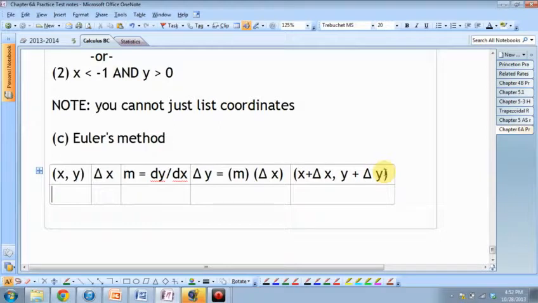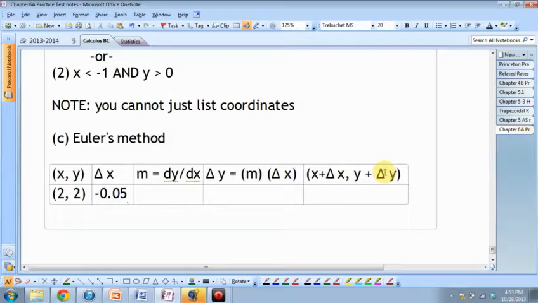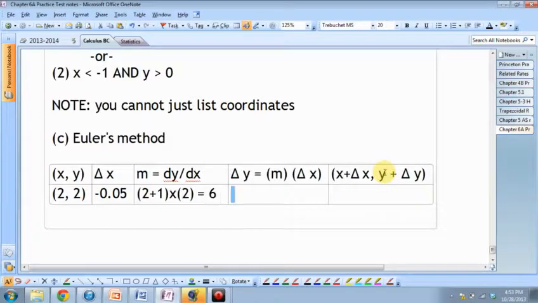Where are we starting? 2, 2. And what's our delta x? Negative 0.05. Okay. So what's m? M is going to be 2 plus 1 times 2, which is equal to 6. That's dy dx, x plus 1 times y.